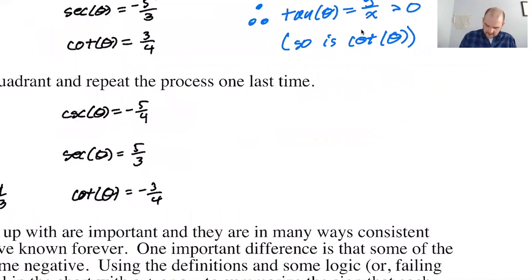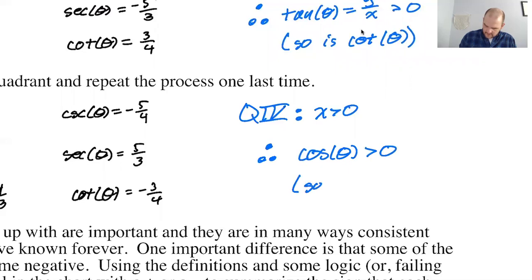And then finally, we got to quadrant 4. So in quadrant 4, x is greater than 0, which means cosine of theta will be greater than 0. And so is secant. But you only think about cosine. You worry about sine, cosine, tangent. The other ones are just along for the ride. You flip them over, it's fine.